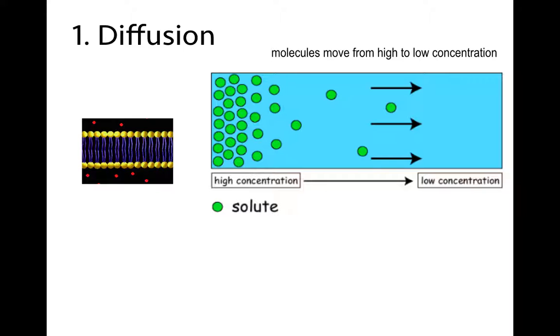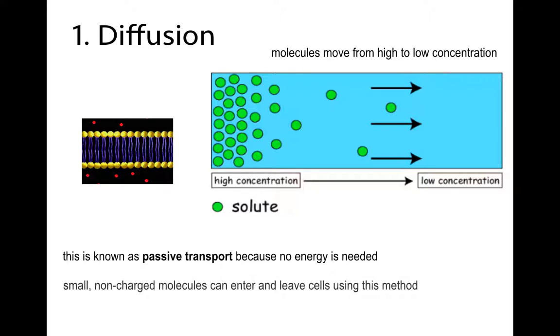Diffusion is the process of molecules moving from high to low concentrations. You can see here those green dots represent solutes, which are just any kind of molecule. And they're moving from the left side where it's highly concentrated to the right side where it's less concentrated. This is known as passive transport because no energy is needed. The molecules simply move. Small, non-charged molecules can enter and leave cells using this method.